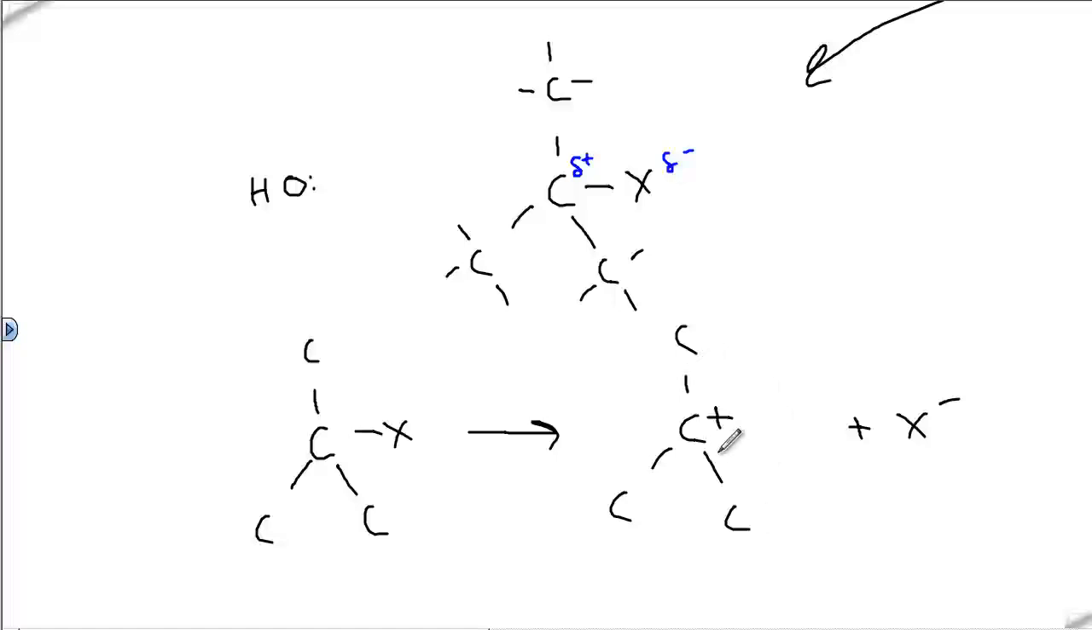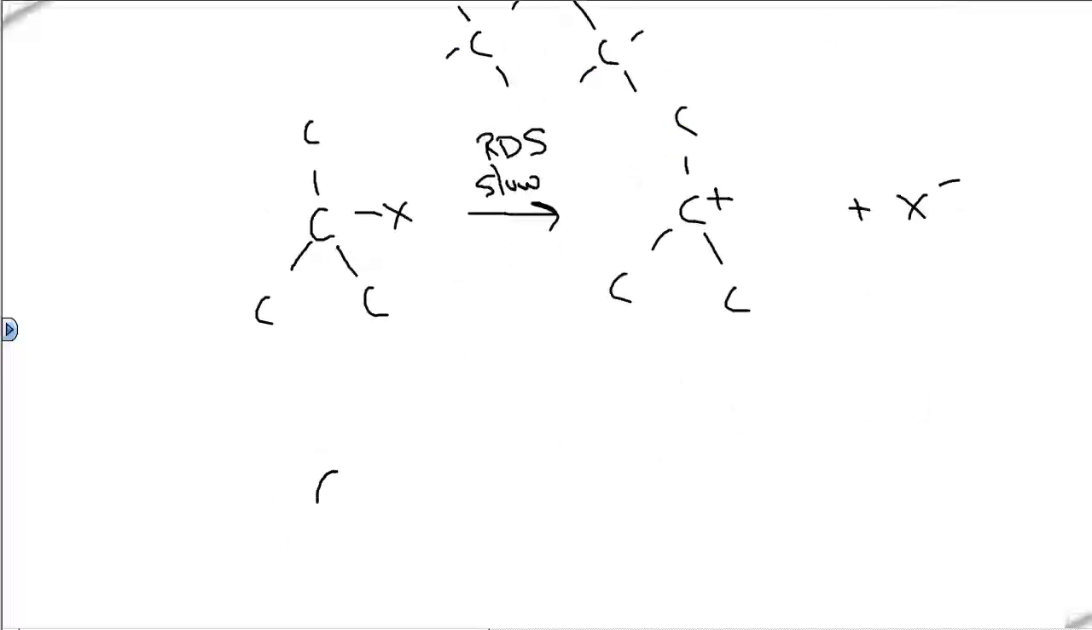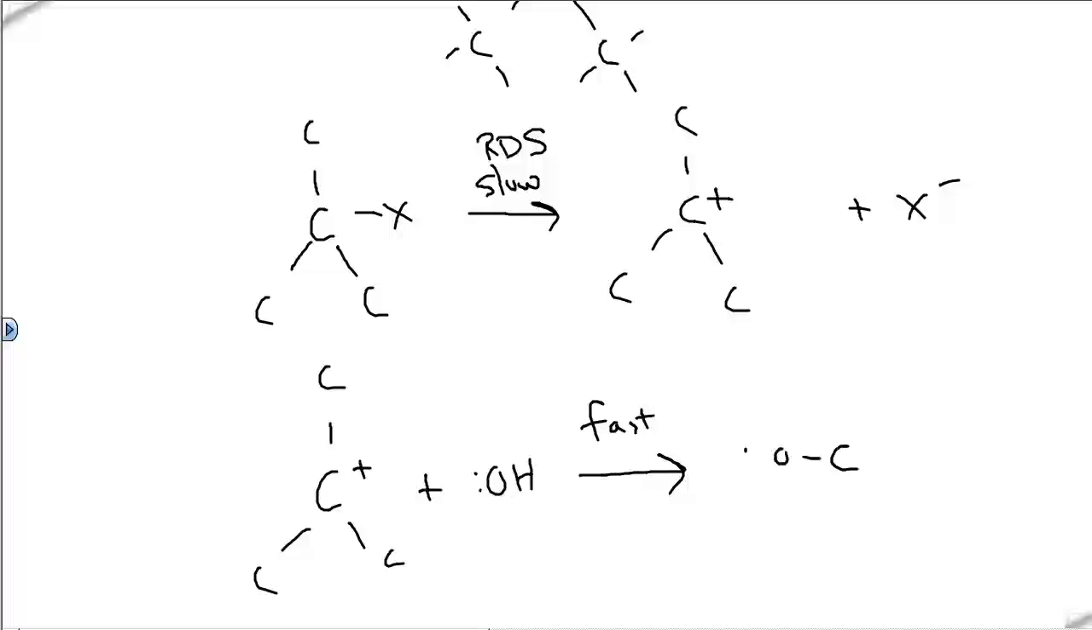And this step here is extremely, extremely slow. Why? Because this is extremely unstable. This does not want to happen. So this is the rate determining step. And let's keep that in mind. Now the second step is that new carbocation, extremely reactive, has this nearby. What do you think is going to happen? Of course, very fast formation of that compound.